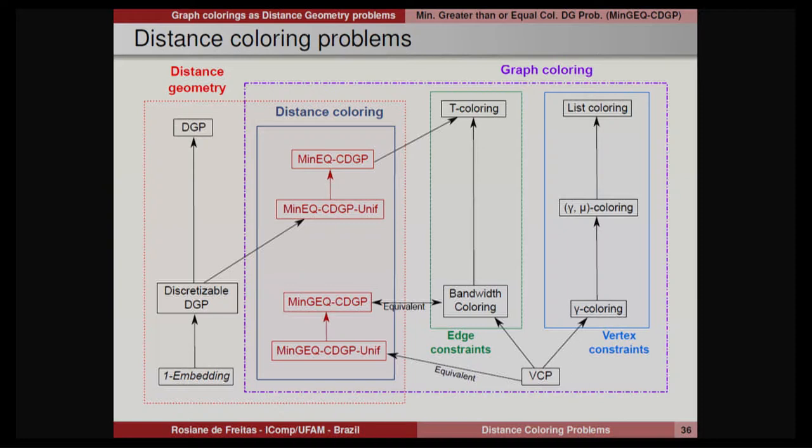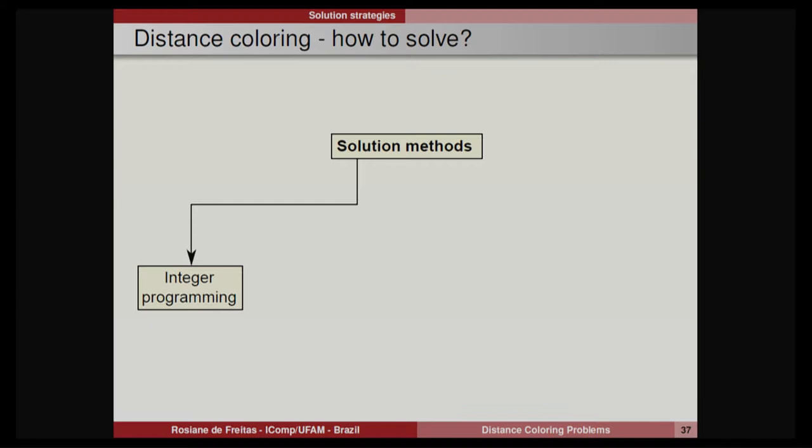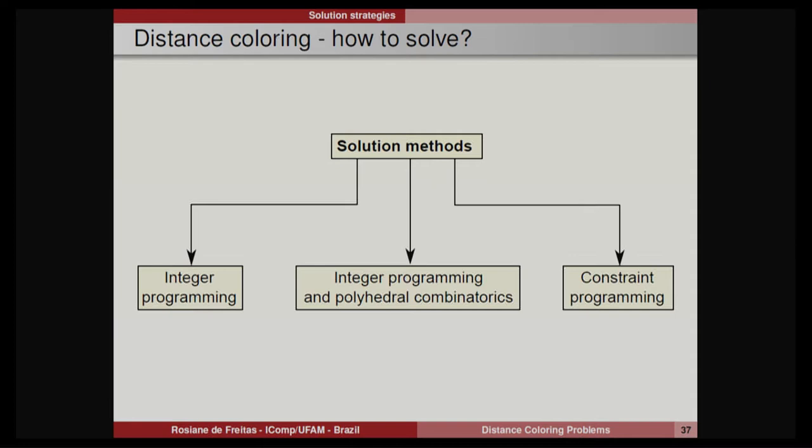The DGP in one dimension is related to our mean, greater than or equal, no, sorry, equality and arbitrary values. And in this case, it is related to T-coloring. Our solution methods: we applied an integer programming approach, a constraint programming approach, and in some cases, with some results in the polytope of the formulation, the IP formulation.